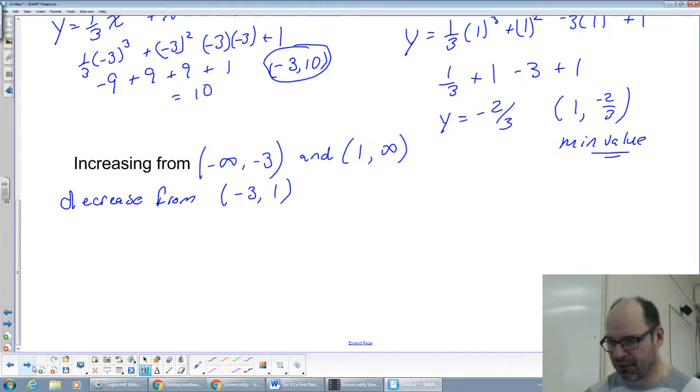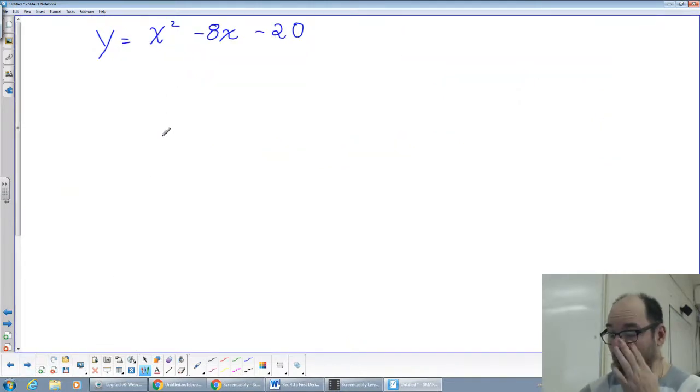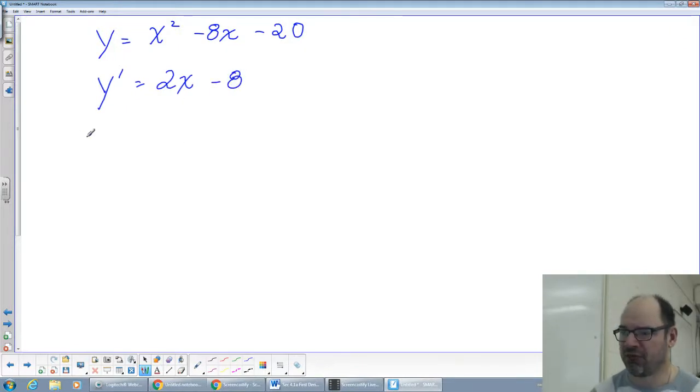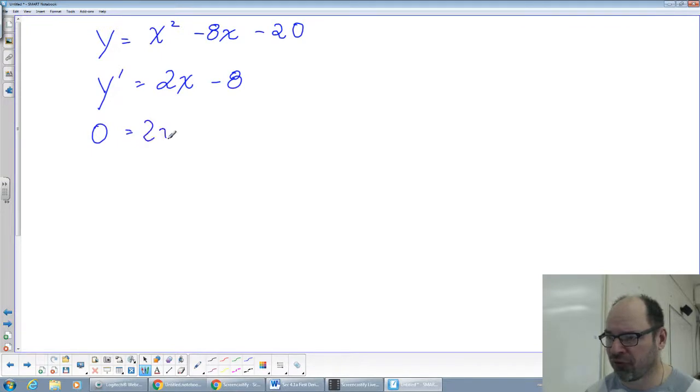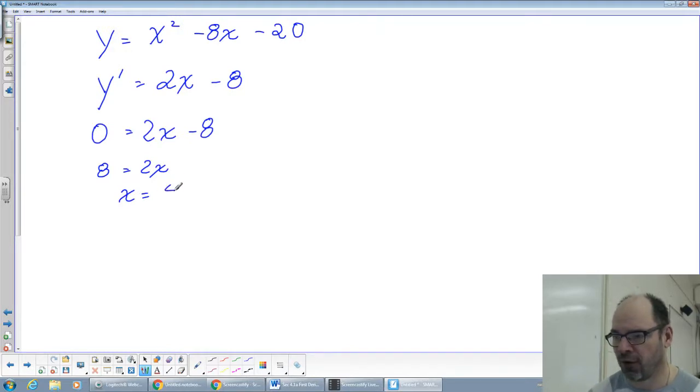Okay, so let's go back to our question here. Give it a try. If you gave it a try, we had to take the derivative first. So this is 2x minus 8. We have to say 0 equals 2x minus 8. Now we have to solve for x. That's pretty easy. Bring the 8 over, so x is going to equal 4. So we have a critical point at 4.